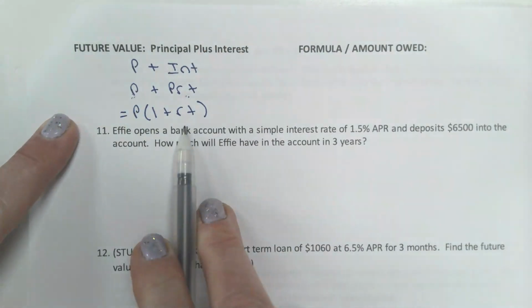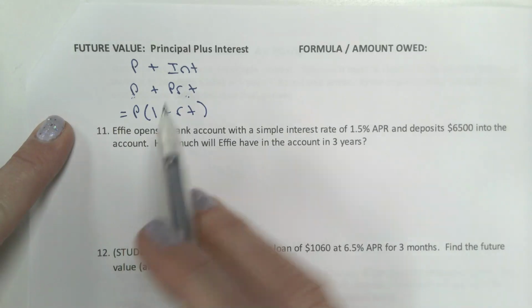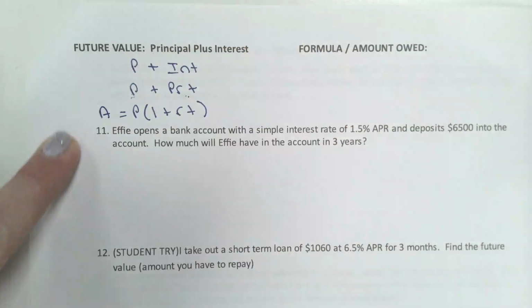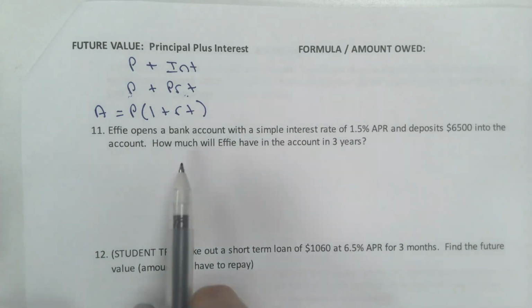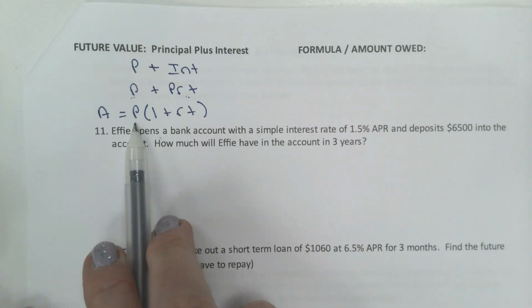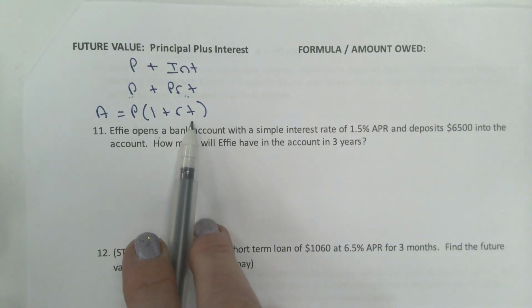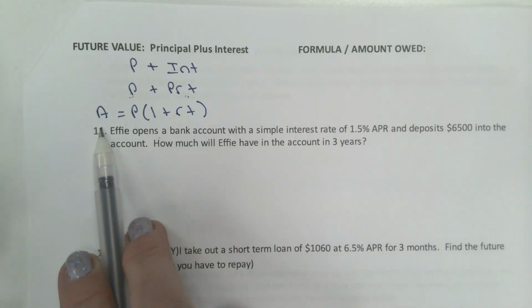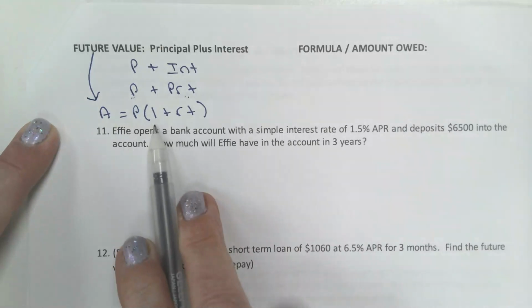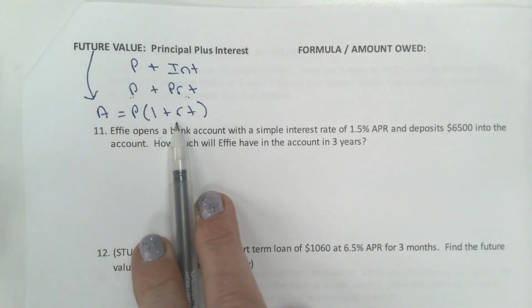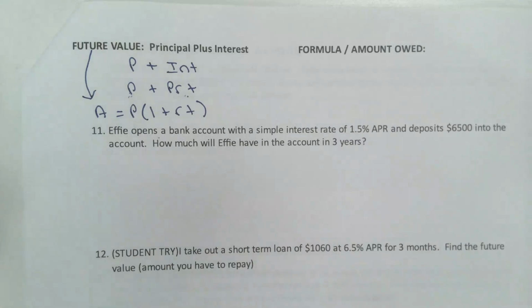And so I feel like this is a formula that we have used in the past, but I thought that I would show you how we derive it. And so now if it says, would you like to calculate the future value, here is the formula. So A, the future value, equals principal times 1 plus rate times time. Formula amount owed.